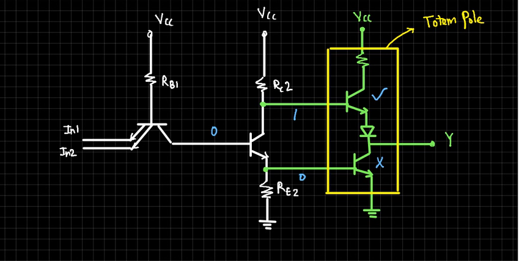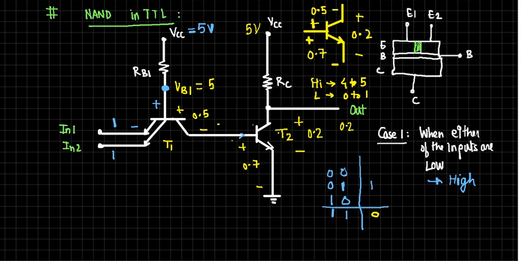What is the benefit of that? What was the problem with the earlier case? When the output was low, a sufficient amount of current was flowing through this. Now that is not happening. Let me draw the low case. Here the output is low. That means they are connected to the ground, but this is not connected. So there is no current flowing through this resistor, which wasn't the case earlier. In the earlier case, when the output was low, a sufficient amount of current was flowing through RC. RC is present, but the transistor is off, so there is no current flowing through that RC.